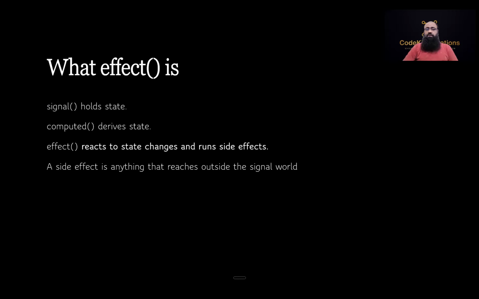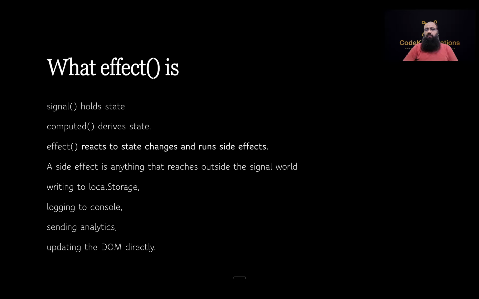So you can see a side effect is anything that reaches outside the signal world. What does it mean? If we need to write to local storage, log to the console, or send any analytics, we can use this side effect to run in parallel. And once these values are changed, we can automatically save our data within the local storage. We can even update the DOM directly using this.